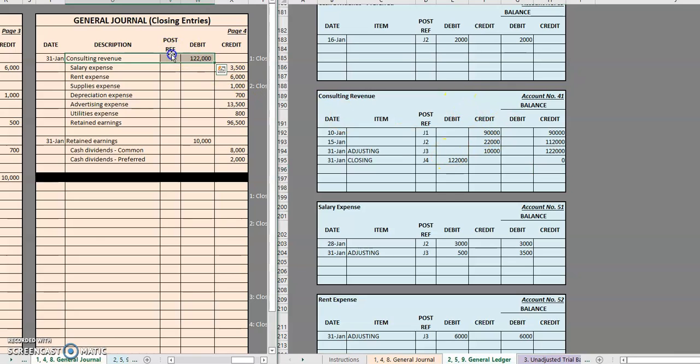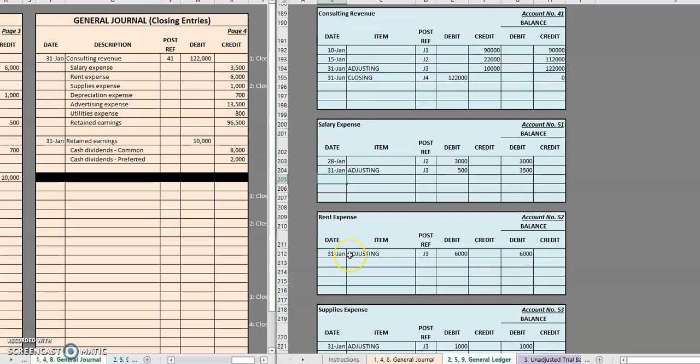Once we have posted each one, we're going to go back to the journal and write in the account number in the post-ref column. That's what lets us know that we posted it. Okay. Let's move on to our next one, salary expense. January 31st, this is a closing entry, 4th page of the journal. For salary expense, we credited it for $3,500. So we offset that debit entirely, so it has a 0 balance.